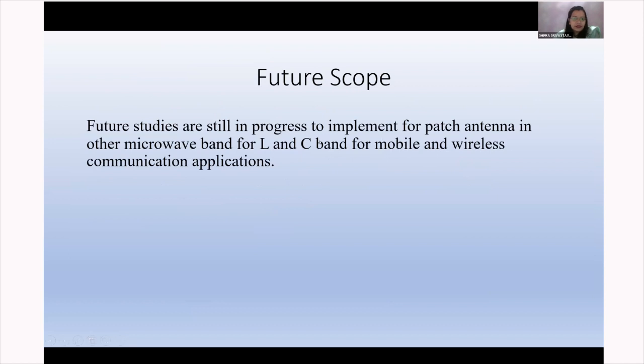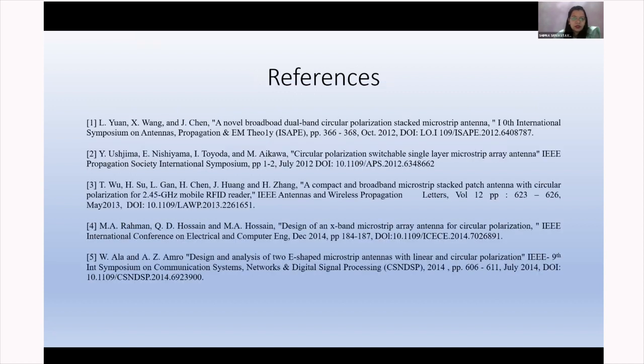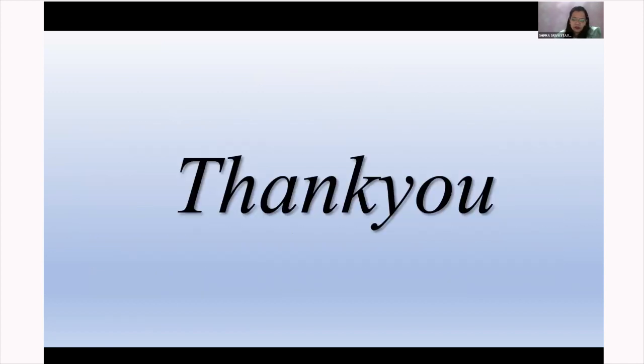Future studies are still in progress. I will try to design the same antenna in the C band by doing some modifications in the design, or by choosing some other material, metamaterial, whatever. This is the future scope, which will be suitable for mobile and wireless communication applications. And these are the references from which we have taken the literature survey. Thank you.